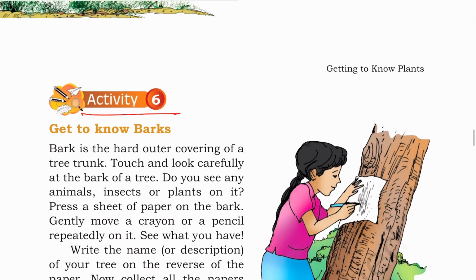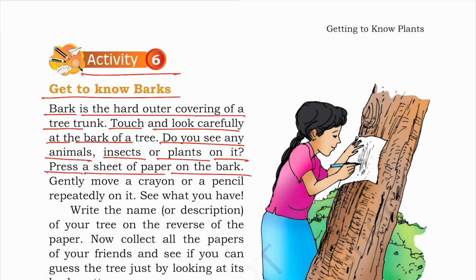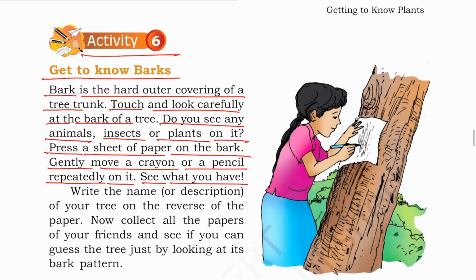Activity 6. Get to know bark. Bark is the hard outer covering of a tree trunk. Touch and look carefully at the bark of a tree. Do you see any animals, insects or plants on it? Press a sheet of paper on the bark. Gently move a crayon or a pencil repeatedly on it. See what you have.